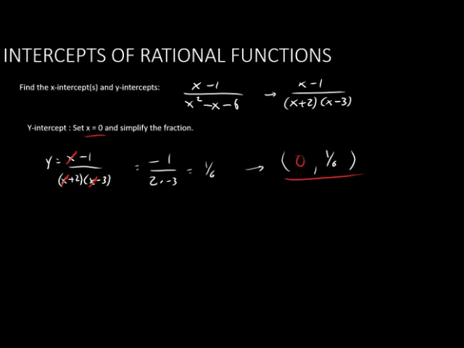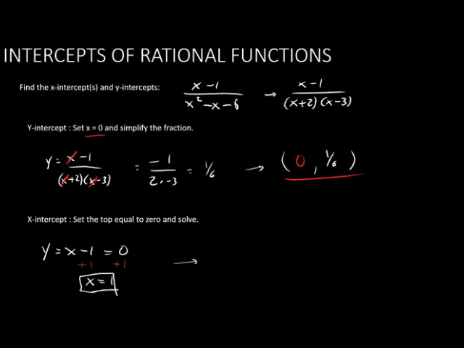Now to get the x-intercept, we'll set the top of this fraction equal to 0 and try to solve it. We'll say y equals x minus 1 and then set that equal to 0. So our equation is x minus 1 equals 0. We'll add 1 to both sides. When we add 1 to both sides, we'll end up with x equals 1. Therefore, for our x-intercept, we'll let x become 1, and then we already said that y was equal to 0. So therefore, our x-intercept is (1, 0).